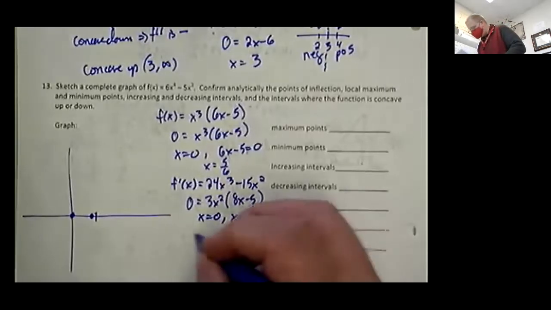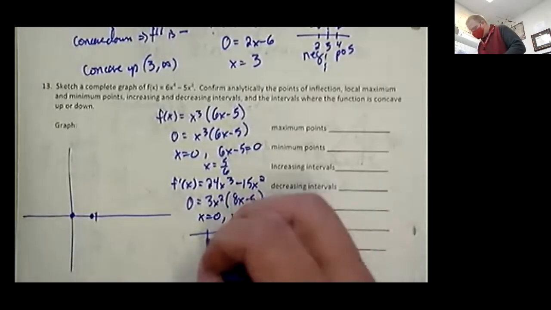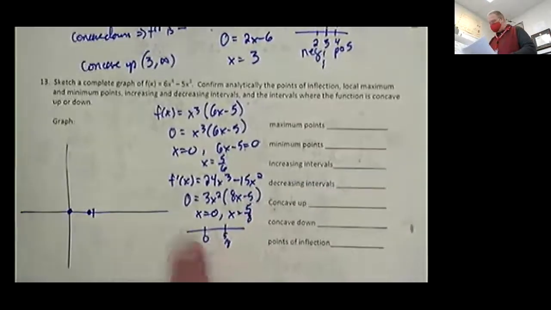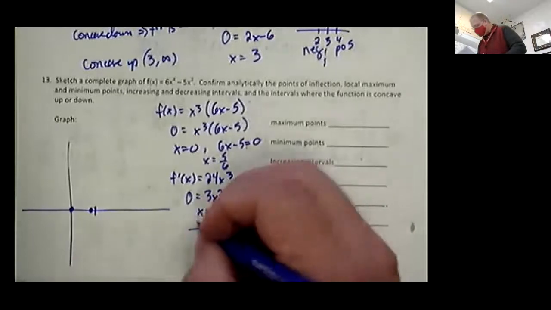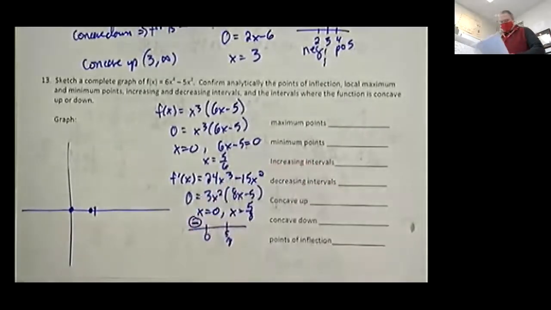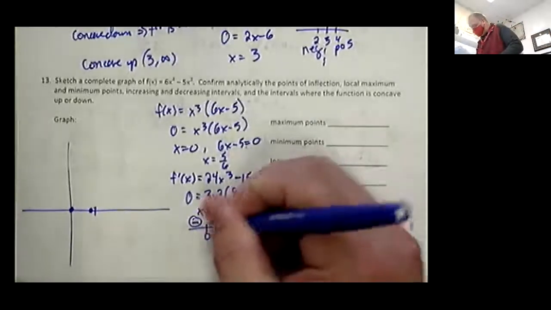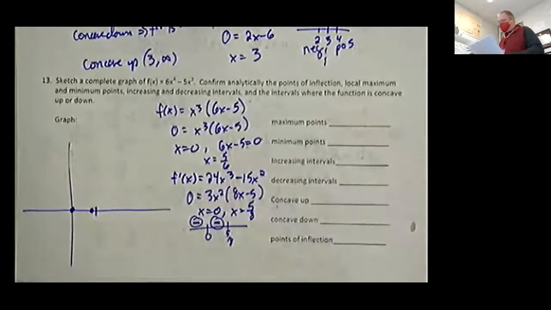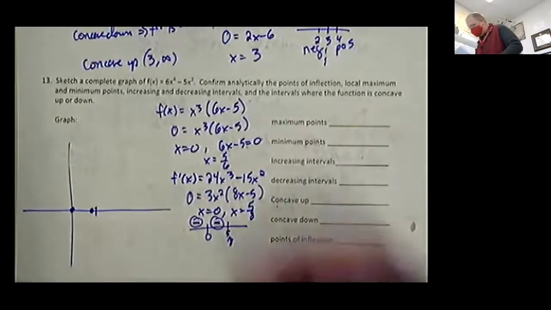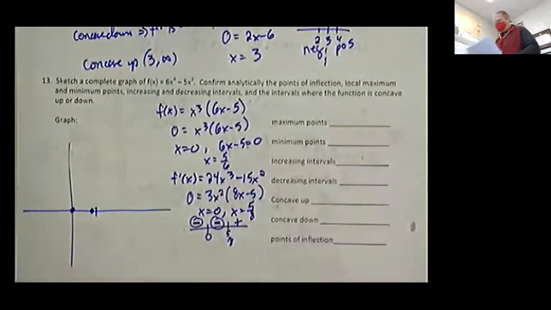Let's look at sign changes. So we are between 0 and 5/8. If we look to the left of 0, pick a number and plug it in, you're going to get a negative. If you pick a number between 0 and 5/8, for example, 1/2 would be an easy number, plug it in, you're going to get a negative. And to the right of 5/8, we're going to get a positive. So that was our first derivative.